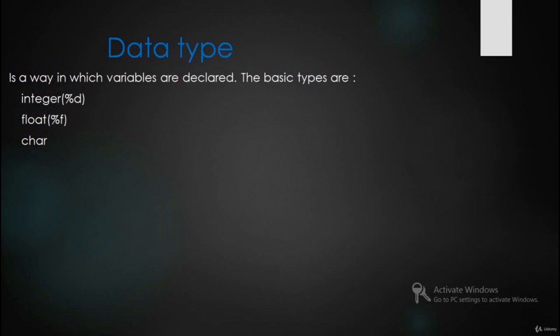Hi, in this topic we will be learning about data types. A data type is a way in which variables are declared, and data types are mainly used to allocate memory. When we declare variables of any valid data type, the computer allocates some fixed size of memory. The major or basic data types are integer, float, and char.